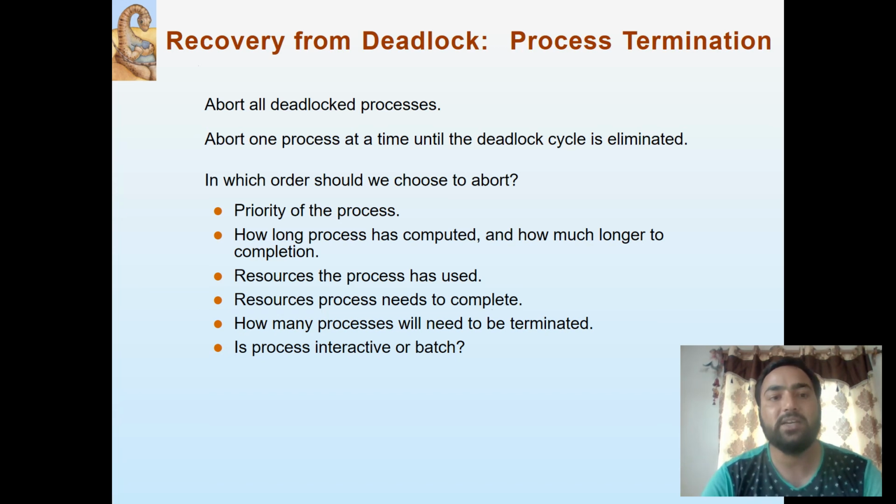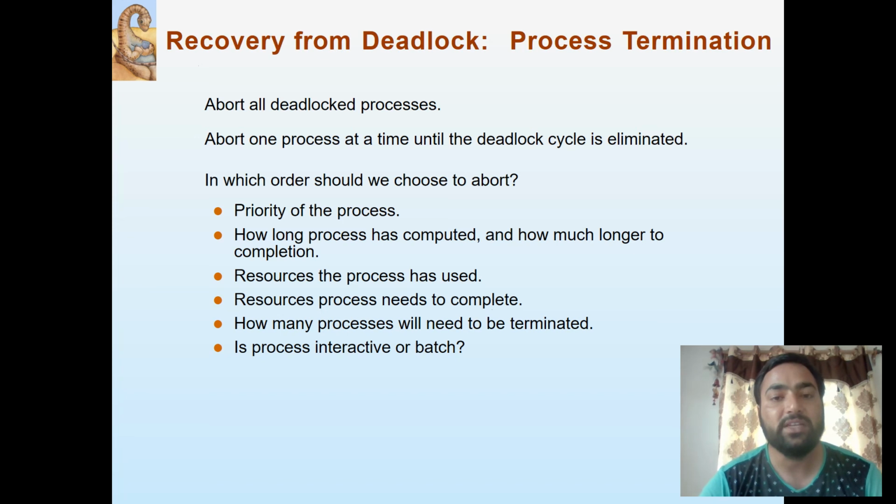Another method we can use is to abort one process at a time until the deadlock cycle is eliminated. ठीक है, हम क्या करें, एक एक प्रोसेस को एलिमिनेट करना स्टार्ट करें, एक एक प्रोसेस को टर्मिनेट करना स्टार्ट करें सिस्टम में से, कब तक, जब तक कि जो डेडलॉक है वो ओवरकम ना हो जाए, डेडलॉक की जो रिकवरी है वो ना हो जाए. So in which order should we choose to abort? अब एक एक प्रोसेस को अगर हम अबॉर्ट कर रहे हैं तो कौन सी प्रोसेस को पहले अबॉर्ट करेंगे हम, that also needs to be identified.